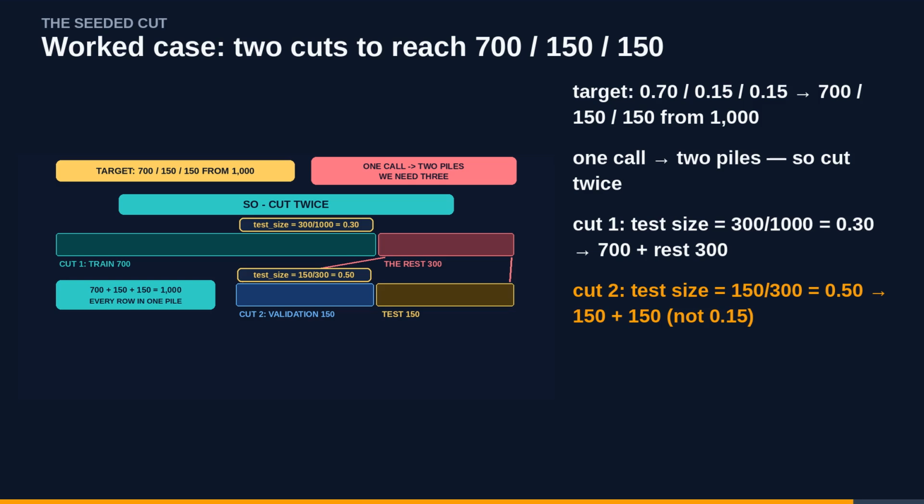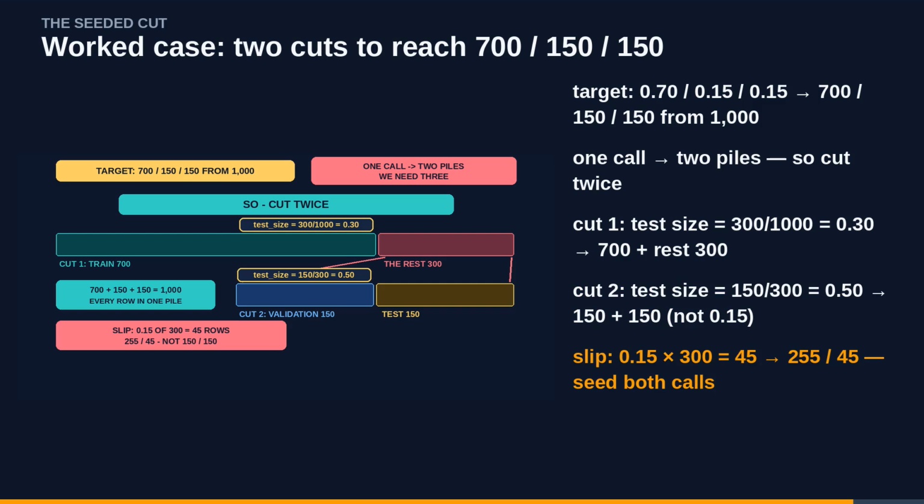The trap: passing 0.15 on the second call is the classic slip. 0.15 of 300 is 45 rows. You would get 255 validation and 45 test, not 150 each. Each call's fraction is measured against the rows that call receives. And pin random_state on both calls. Seed only the first, and cut 2 shuffles a different remainder every run.